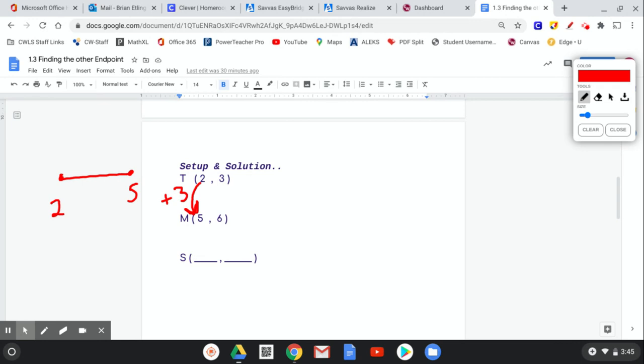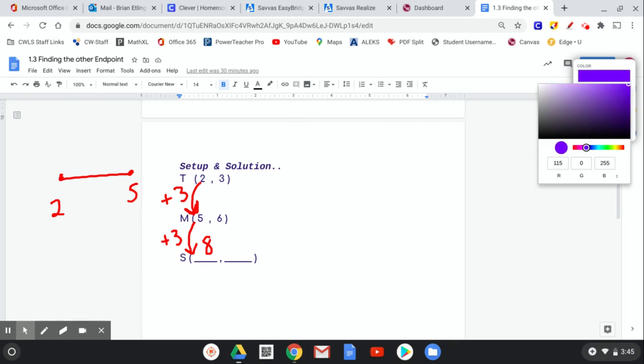Now, to find the x coordinate for S, okay, we just added 3. If we're going to go down here and find the coordinate for S, and hopefully we're going to see a pattern here, but right now I'm just going to tell you, all you have to do is the same thing you did above. Add 3. So we're going to take 5, add 3, and that's going to give us 8. Now we have to do it on the other side as well.